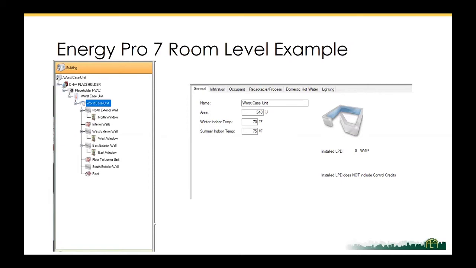We have no installed LPD. That is lighting. And because we have no installed lighting, we have no internal gains considered in the load calcs. It is considered when you're doing a cooling calc, but for heating, they actually take that out of the calculation.